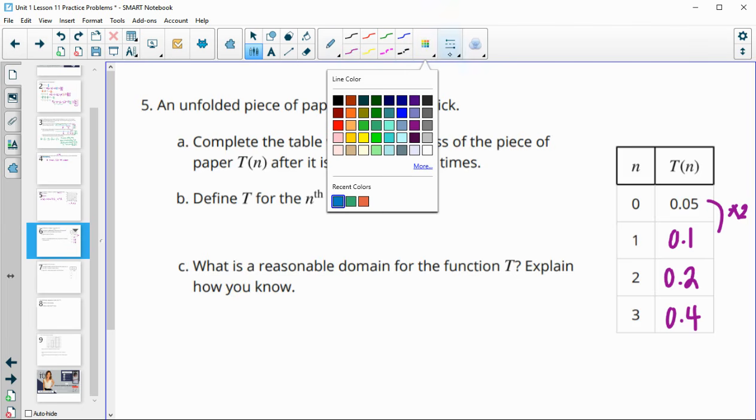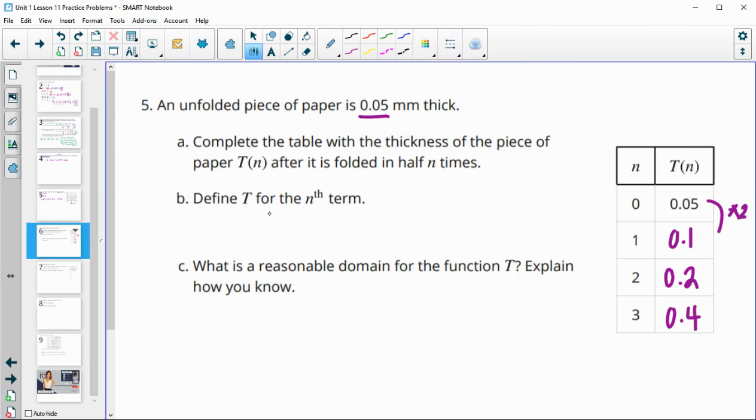So now let's define this for the nth term. So we had this 0 term. So we know that the nth term is going to be the initial term, the one they gave us at 0.05. And then we're going to multiply this by the growth factor to the n. Our growth factor is multiplying by 2. So we're going to take the initial thickness and we're going to double it a certain number of times. So 1 time, 2 times, 3 times, 4 times, however many times is going to go there.